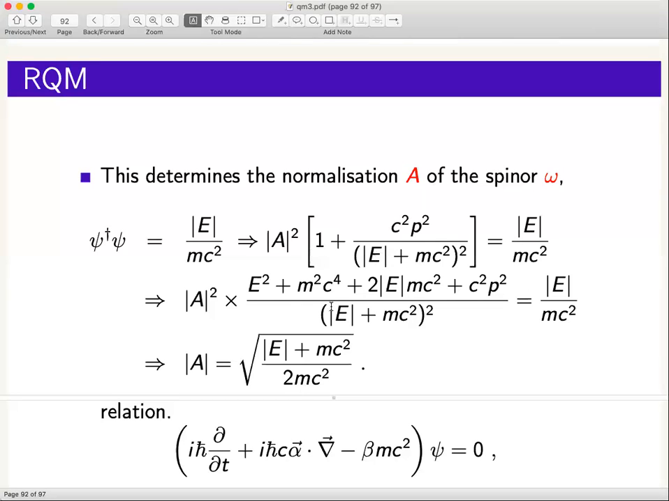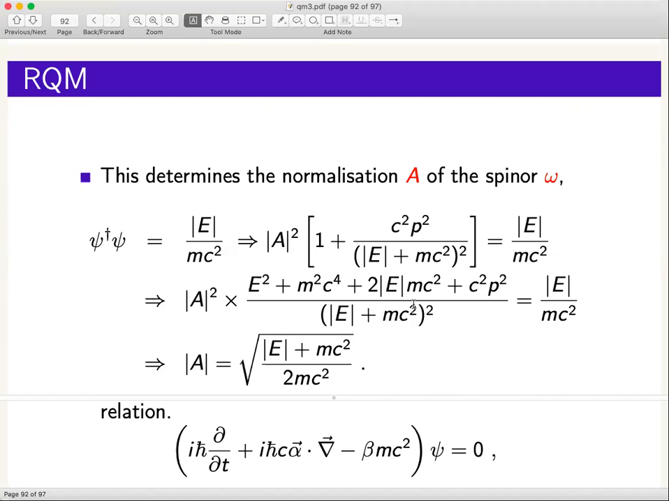So you can expand this, take the common denominator, and square this quantity upstairs. So you get E squared, m squared c to the 4, and a cross term, which is 2 mod E mc squared, plus the c squared p squared piece. Okay. But you can check that these pieces you can collect together. You get m squared c to the 4 plus c squared p squared, which is the same as E squared. So you get 2E squared. Okay, so you can write that as mod E times mod E plus mc squared.